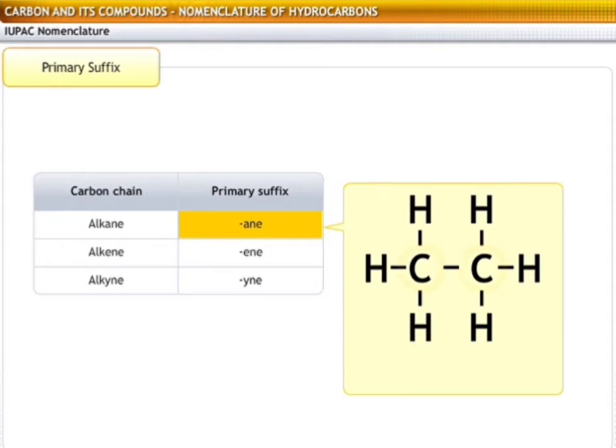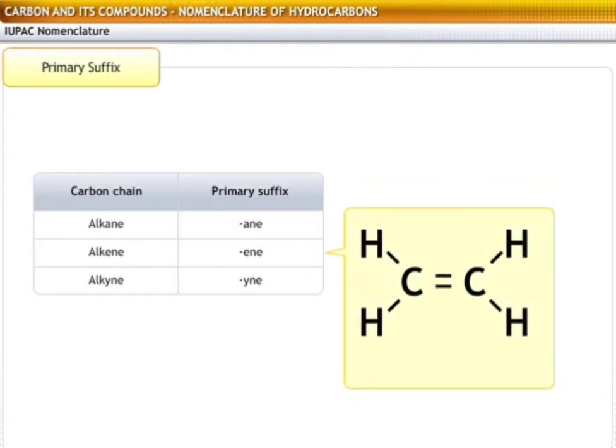Consider a molecule that has 2 carbon atoms. The root word should be eth. As it is a saturated hydrocarbon, the primary suffix "ane" should be added to the root word. Therefore, the name of the molecule is ethane.